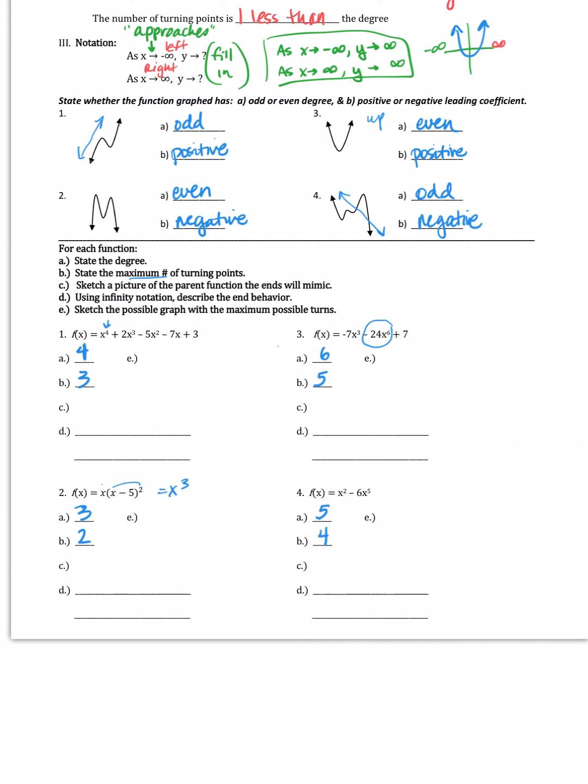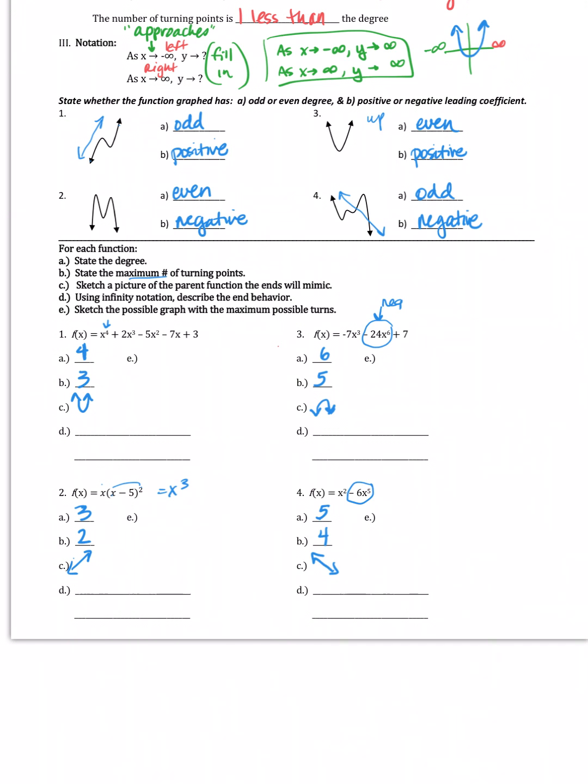All right, so if it is even, remember, if it's even, it's going to mimic the parabola. Number 2 is odd right here, so it's going to mimic the line. Number 3, it's even, so it's going to mimic the parabola, but notice that the coefficient is negative, right? So it's going to open down. This one has odd, but it's negative, so it's going to go like a negative slope.